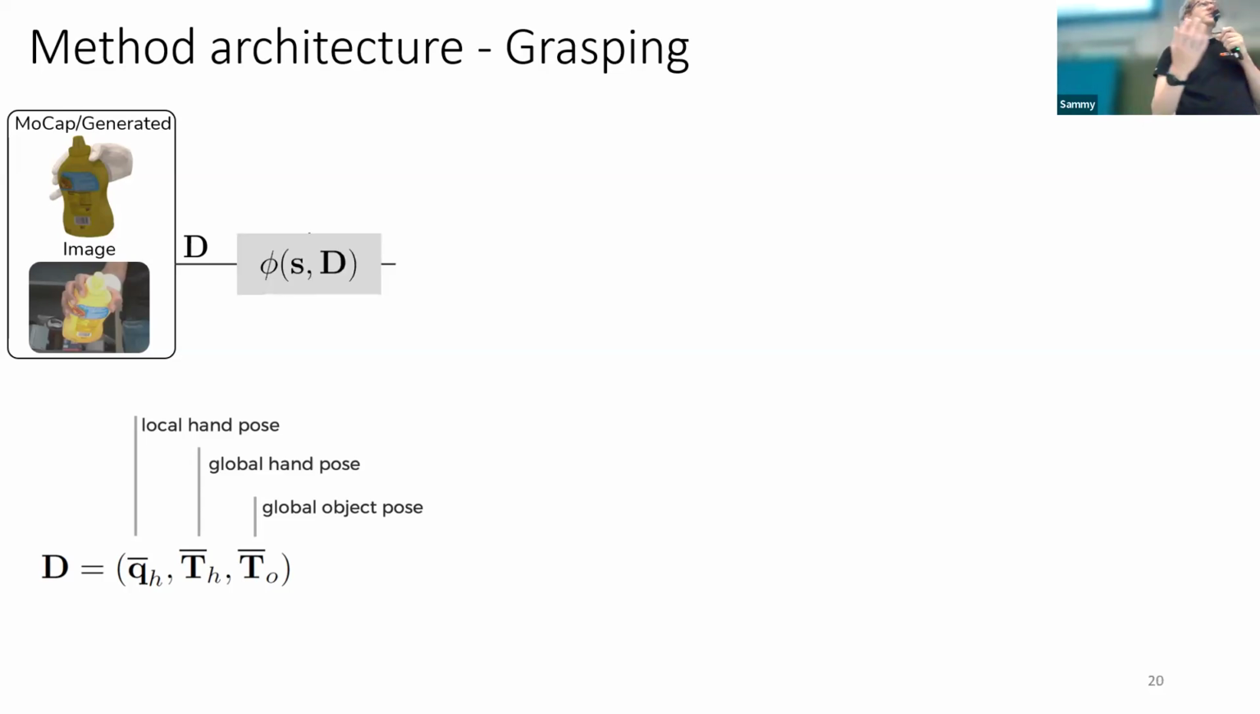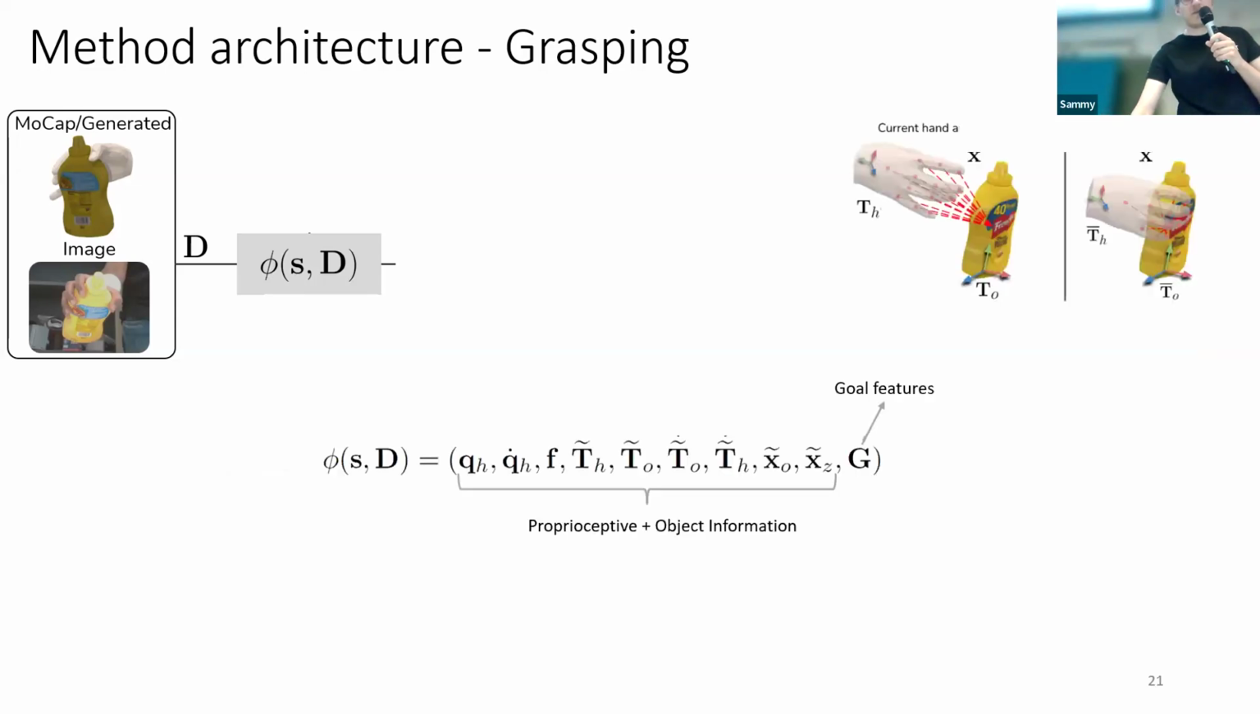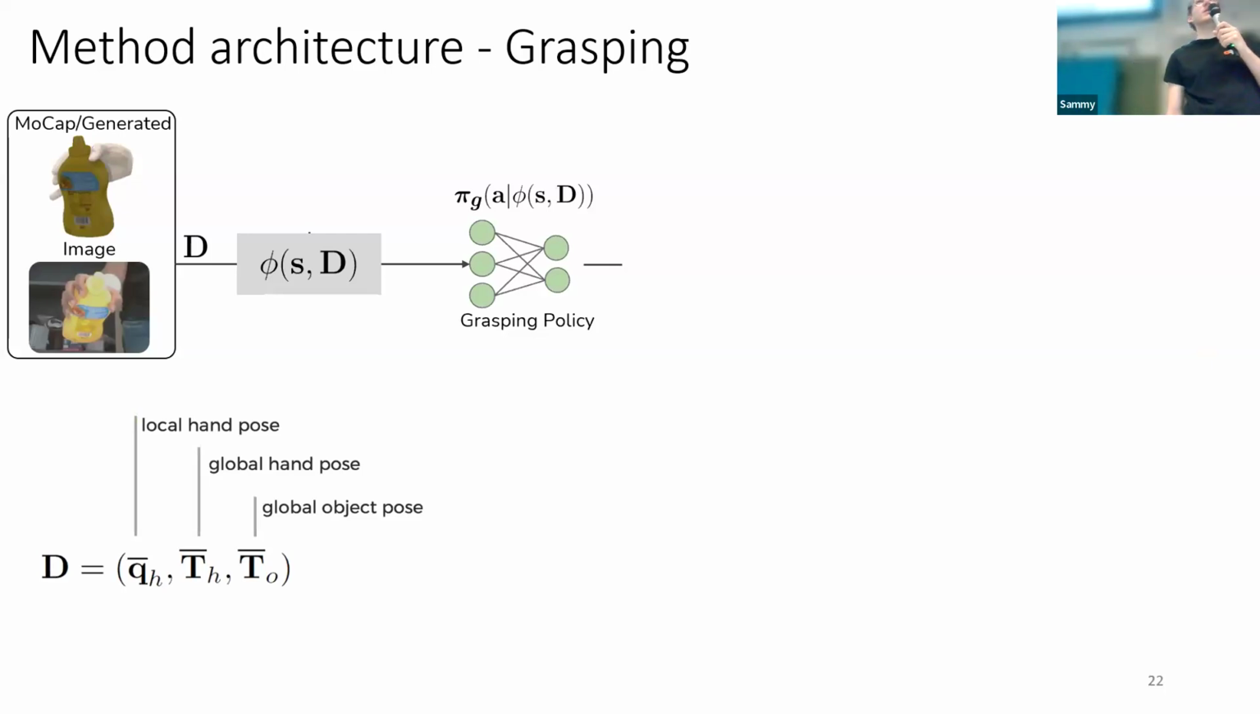We then do some feature engineering to make this into object relative space and feed this into a grasping policy, which predicts action in order to move the hand towards this target grasp.